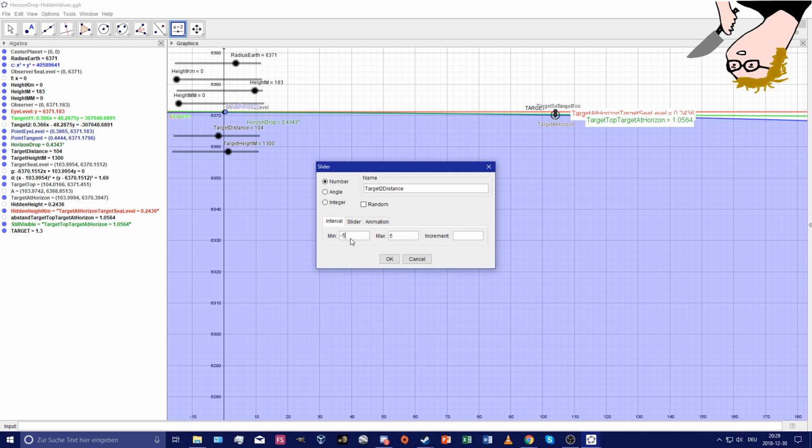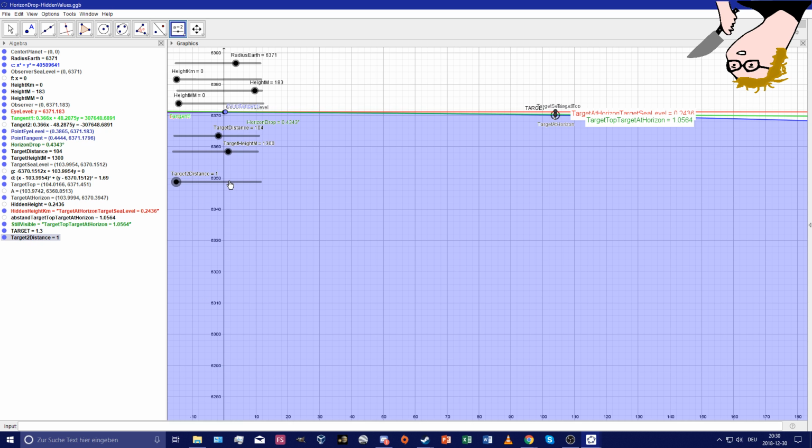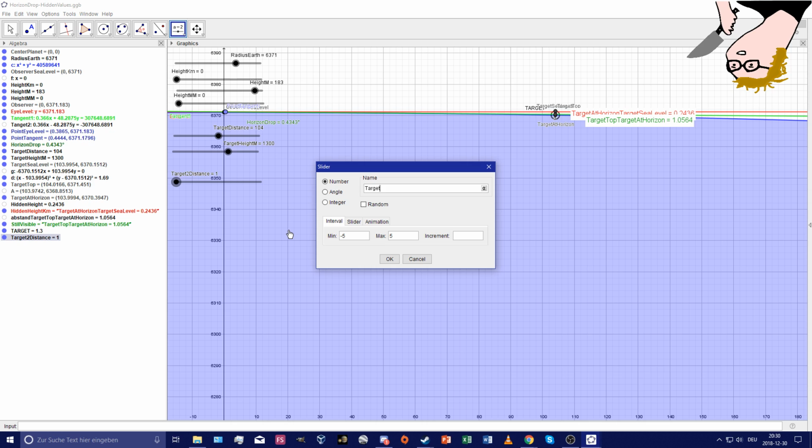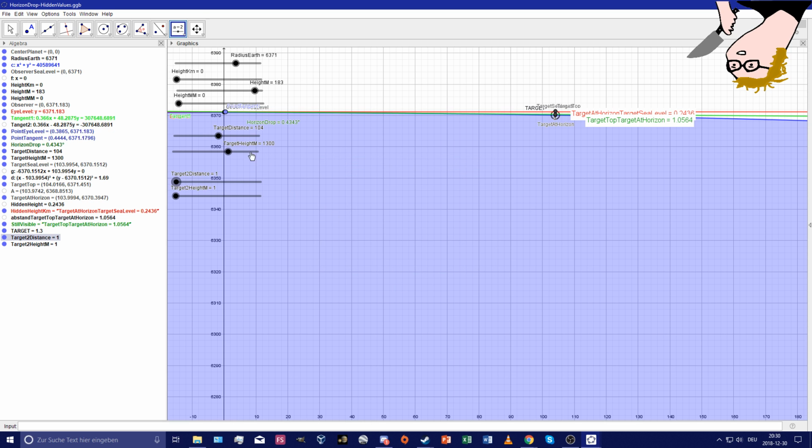Let's do the same thing from 0 to 200. This is in kilometers. Increment 1. And what do we need as well? We need the target height. I'll do this in meters. So target 2 height in meters. Let's go from 0 to 7,000. Increments of 1. This is accurate enough for this. Obviously, I need to reset this one as well.